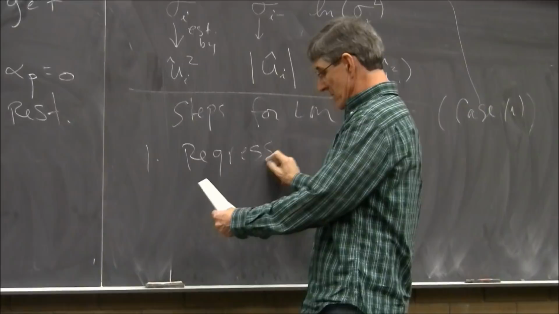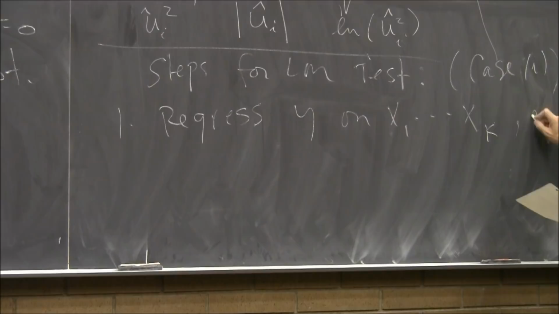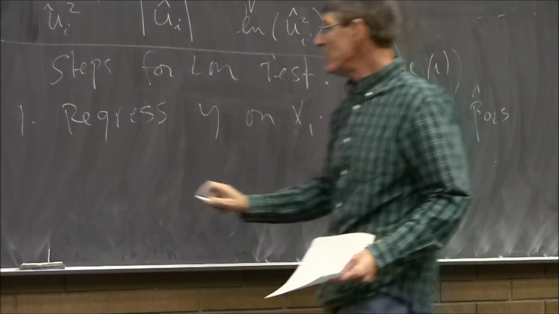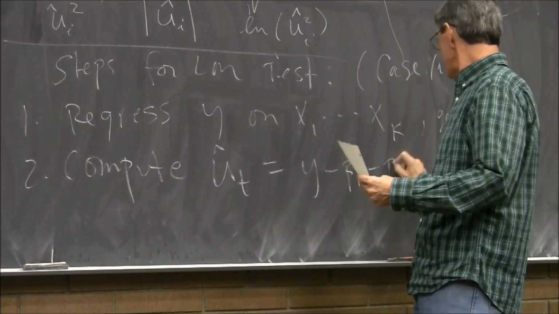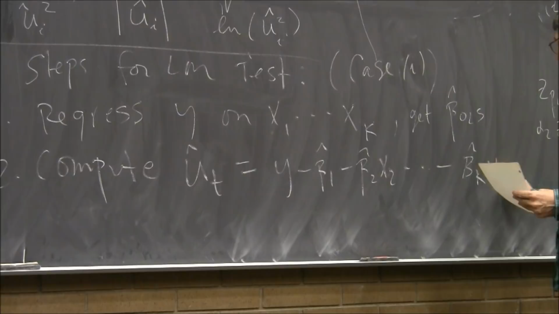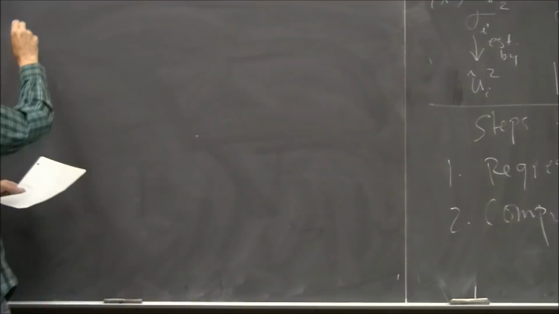Okay, one. Here's the cookbook. Regress y on x1 up to xk, that's the constant up to xk, on a constant and all the x's, and you'll get theta hat OLS. Two, and the computer does this for you automatically, compute u hat t equals y minus beta 1 hat minus beta 2 hat x2 minus beta k hat xk. So run the regression, save the residuals. That's all we've done so far.